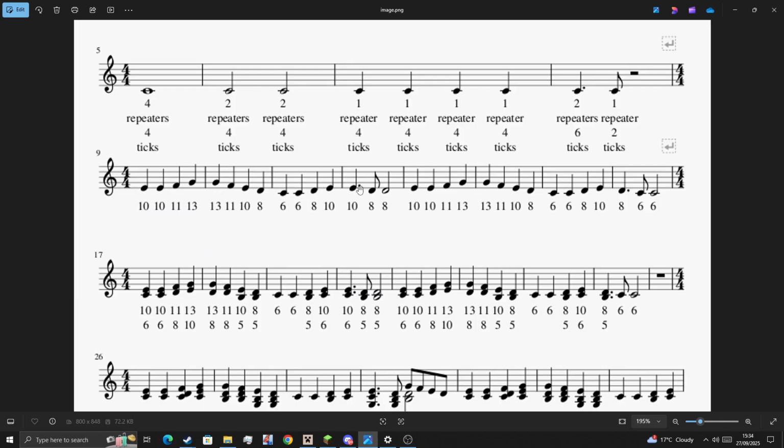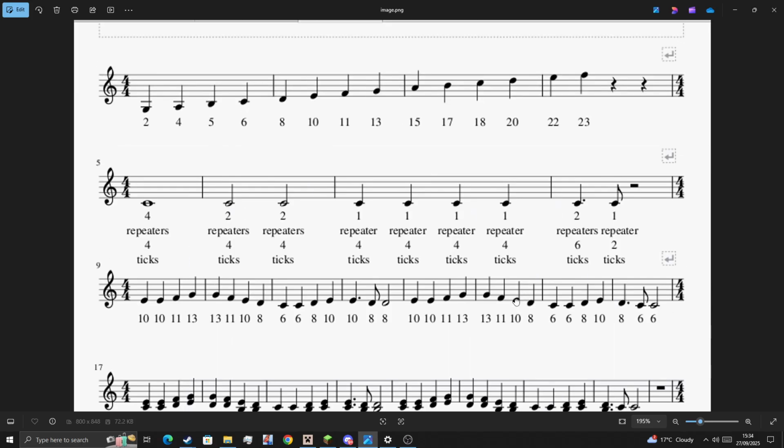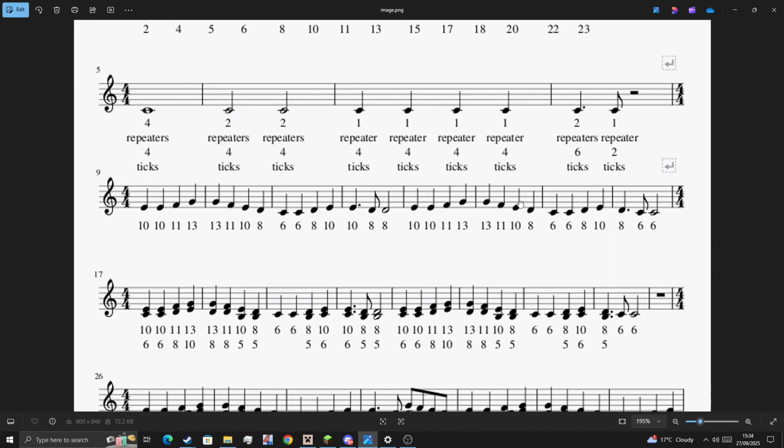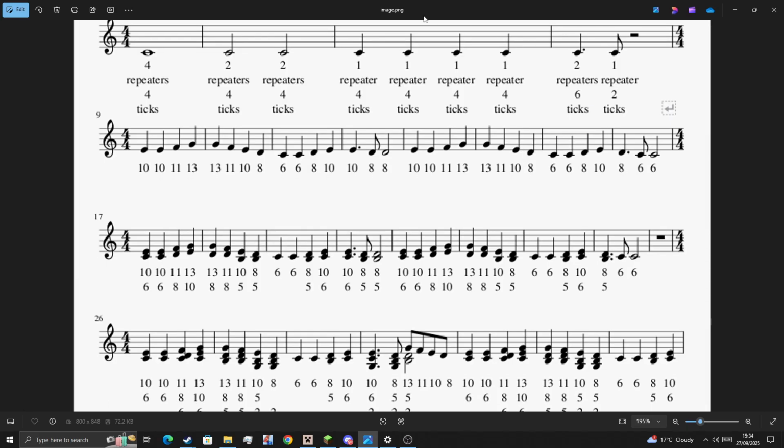This is probably where you want to pause the video and see this. This is the important part. That part there, not really important. This here is the important section. It tells you what repeaters you need. Watch out for your little black dots here and here. Watch out for your circle notes here.